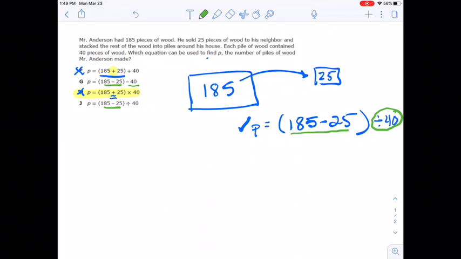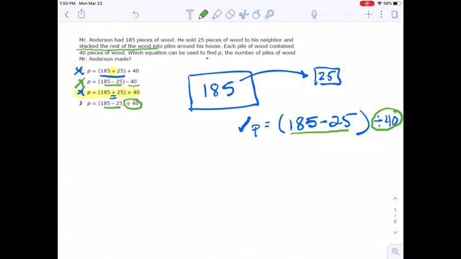Well, we need to divide by 40 because it says each pile contained 40 pieces of wood. He's making equal groups. He didn't just take one pile of 40 away. He put all of the rest of the wood, he stacked all the rest of the wood into piles. So that means he's dividing the rest of the wood into equal groups of 40 pieces of wood each.